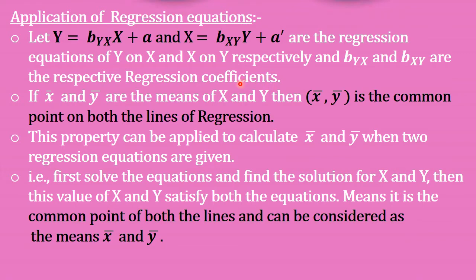And we can use the property or the relation between the regression coefficients and correlation coefficient to calculate the correlation coefficient. Now, if x bar and y bar are the means of x and y, then we know that the ordered pair (x bar, y bar) is the common point on both the lines of regression. And this property can be applied to calculate x bar and y bar when two regression equations are given. So, for that, we first solve the equations and find the solution for x and y. Then, this common solution satisfies both the equations. So, that means it is the common point of both the lines and can be considered as the means x bar and y bar.